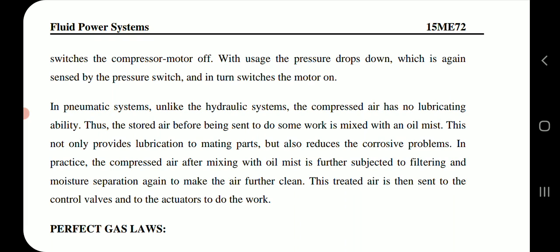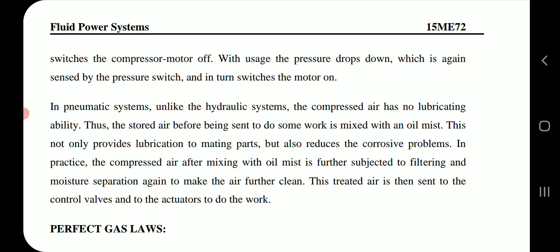In pneumatic systems, unlike hydraulic systems, the compressed air has no lubricating ability. Thus, the stored air, before being sent to do some work, is mixed with an oil mist. This not only provides lubrication to mating parts but also reduces the corrosive problems.